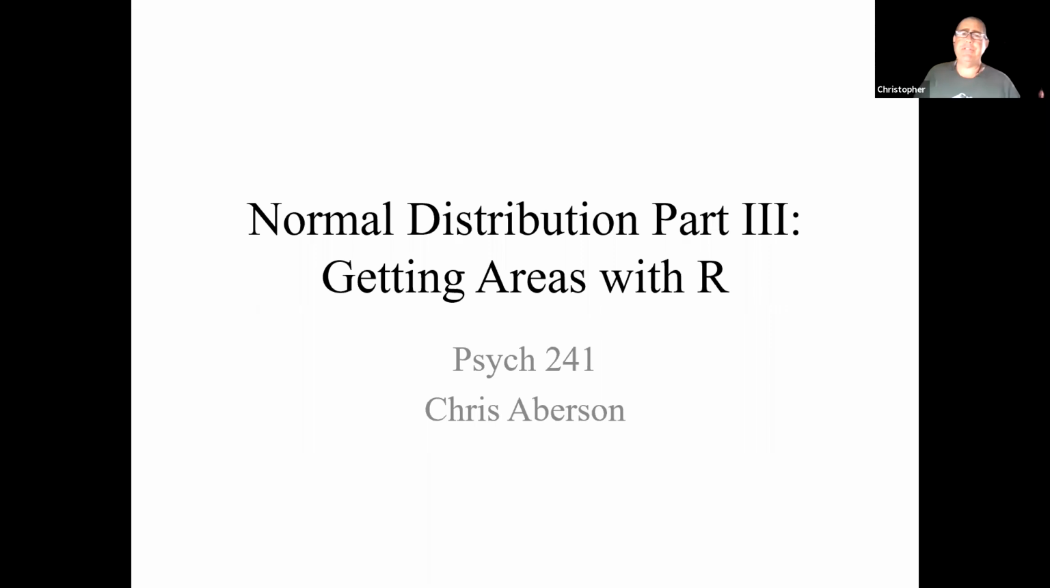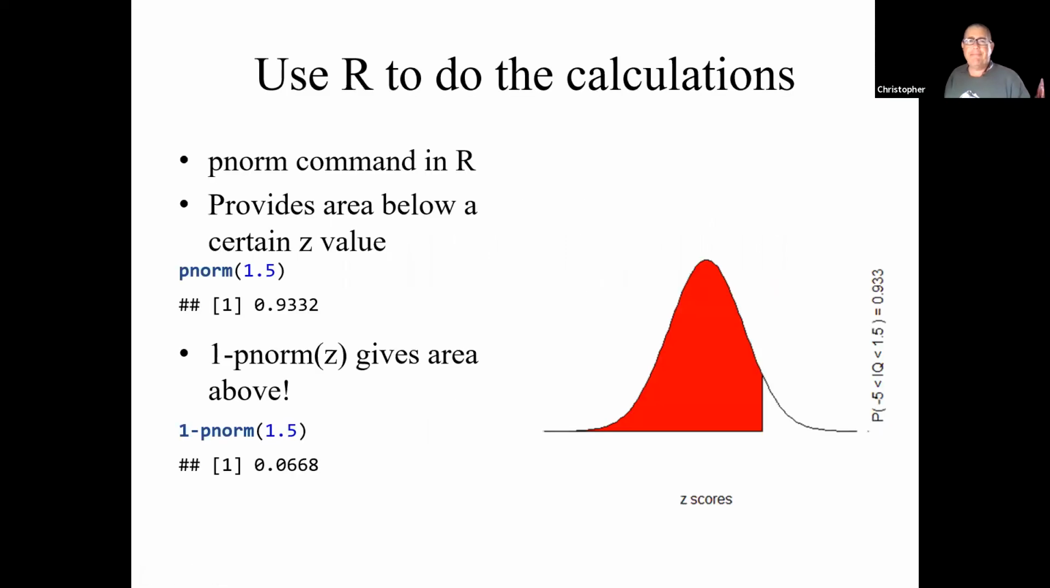So normal distributions part 3, getting areas with R. R can do these calculations pretty easily. It's probably best to get into the habit of doing it this way, as we want to be modern in this class rather than use old school techniques that I learned when I was an undergraduate.